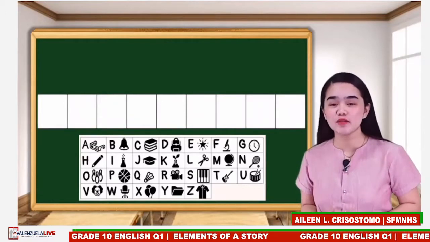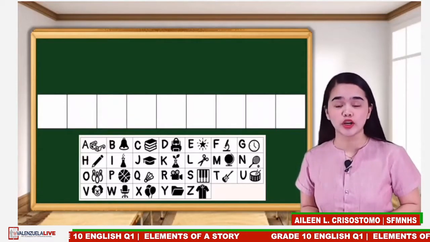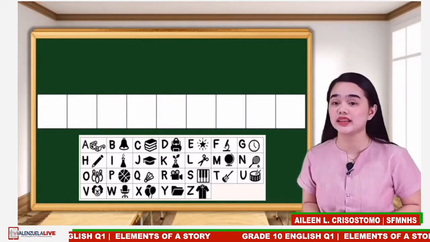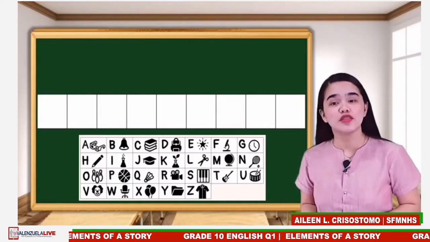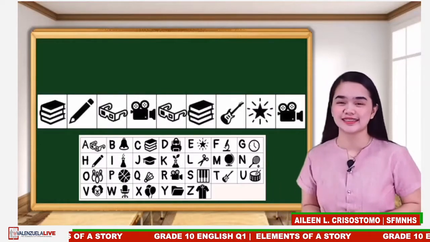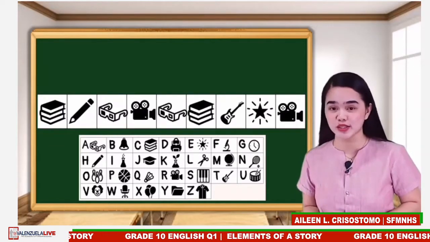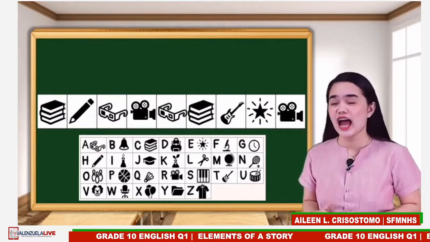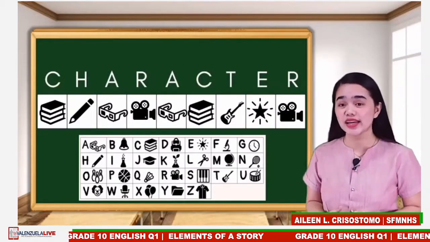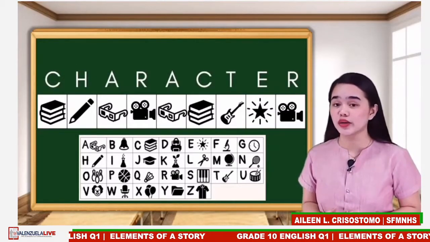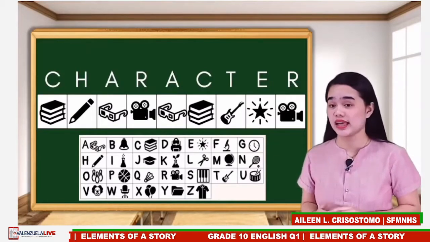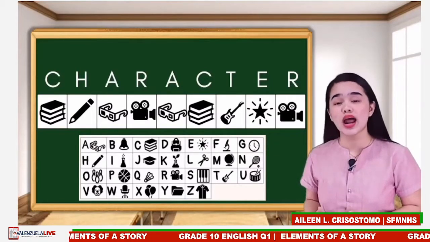The next element can be a person in a work of fiction and can be identified as protagonist or antagonist. These are the icons. You may now type your answers. Very good. The answer is character. You have to remember that a character in a story may be categorized as dynamic, static, round, and flat.